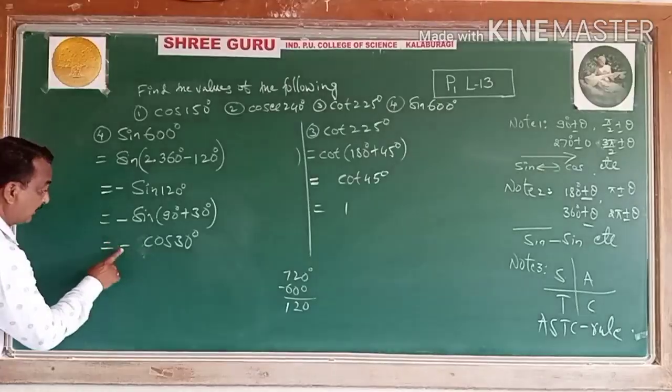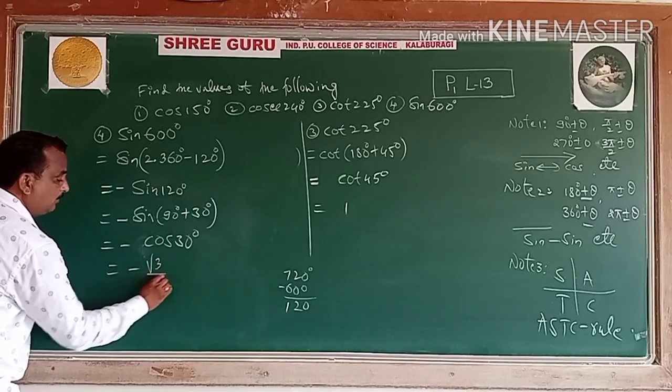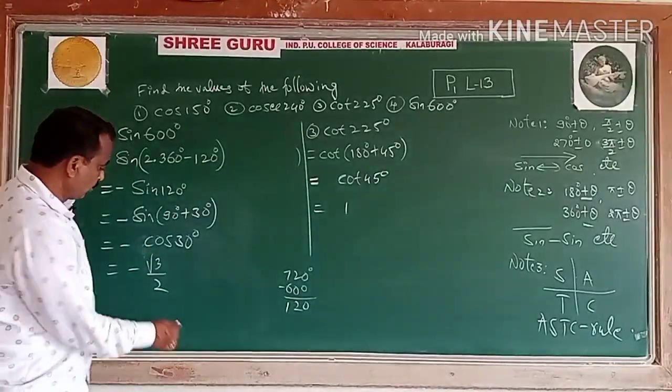So it is positive. This negative sign as it is. So therefore this minus of what is the cos 30 degree value? Root 3 by 2. Root 3 by 2.